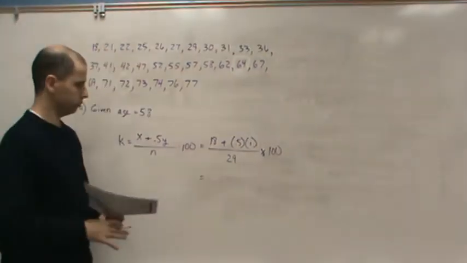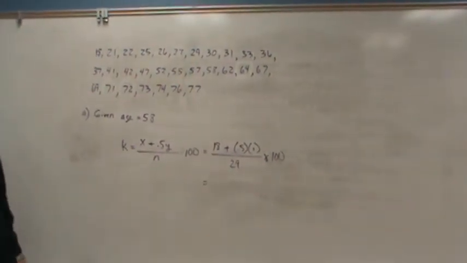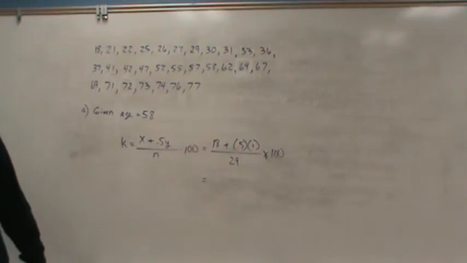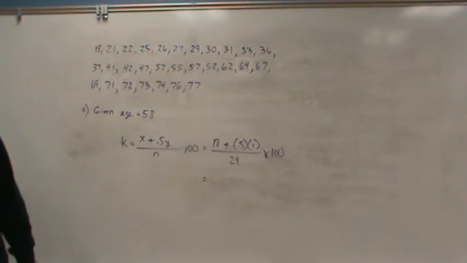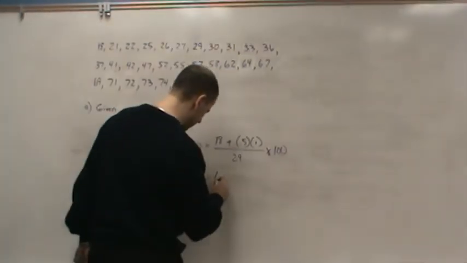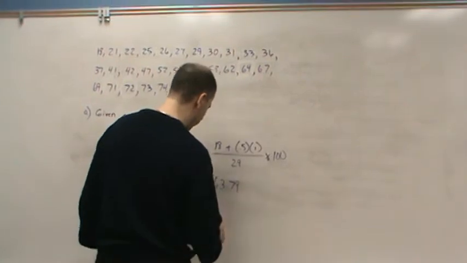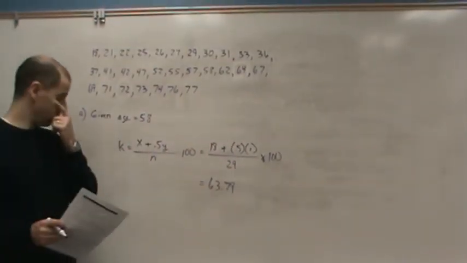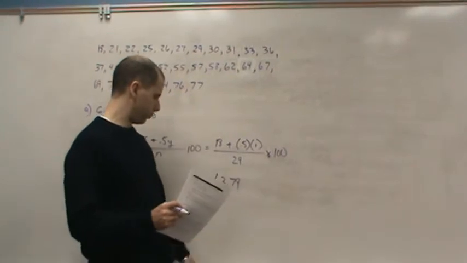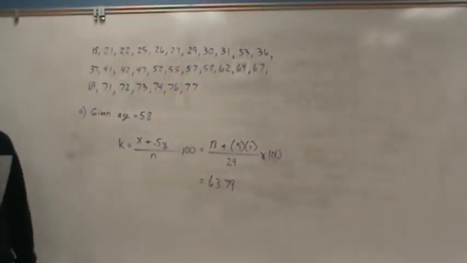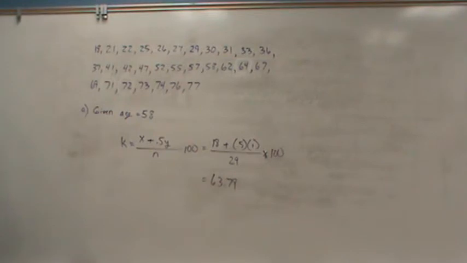Well, what does that equal? Well, we're going to get 18.5 on top, 29 on the bottom. 18.5 divided by 29 times 100 equals 63.79. Well, what do we do with that? Is the way we're going to read it the 63.79th percentile? And the answer is no.